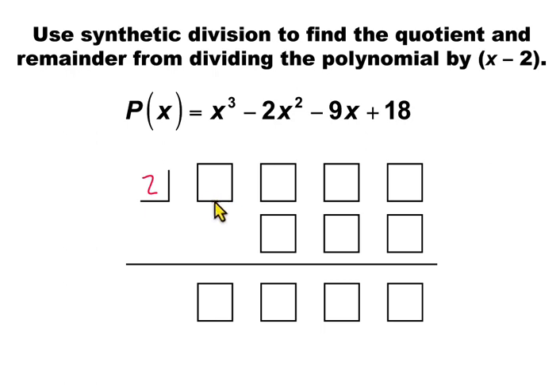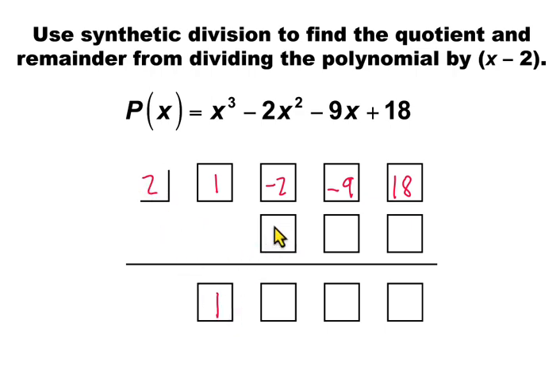Fill in the coefficients from the polynomial here. So the cubic term has a coefficient of 1, the square term has a coefficient of negative 2, the linear term has a coefficient of negative 9, and the constant term is 18. Start by dropping this first term here and then multiplying it by 2 and placing the product here.